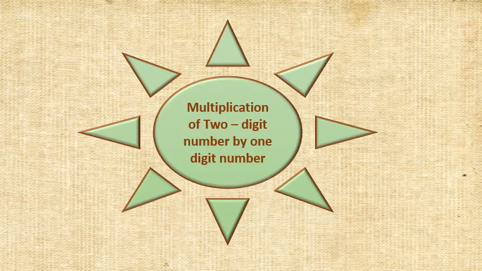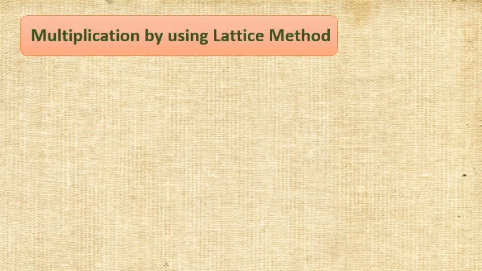Students, now we will move to our standard fourth portion. First we will multiply a two-digit number by a one-digit number by the lattice method. Multiplication by using lattice method. First one, 54 multiplied by 6.